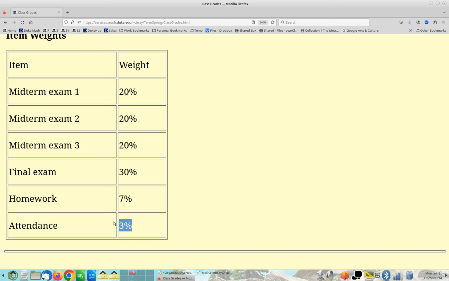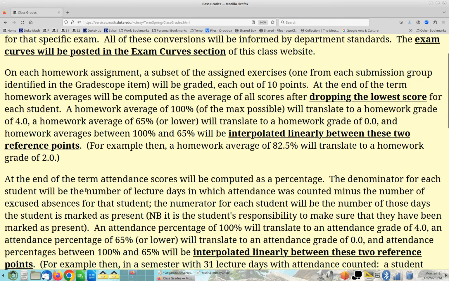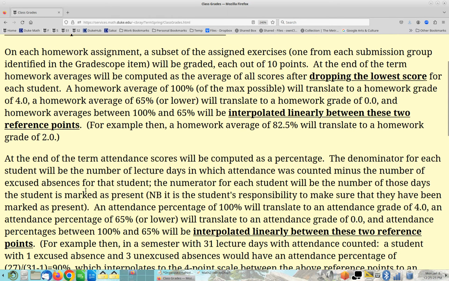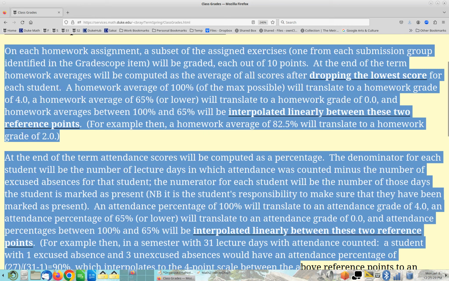It's a very high side in your average. And 0.12 or 0.13 is a lot. That could make a tremendous difference in your course average. So please do make a point of taking attendance seriously. We'll talk more about that later on. Okay, so exactly how I'm going to compute homework average and attendance scores is discussed in great detail down here.